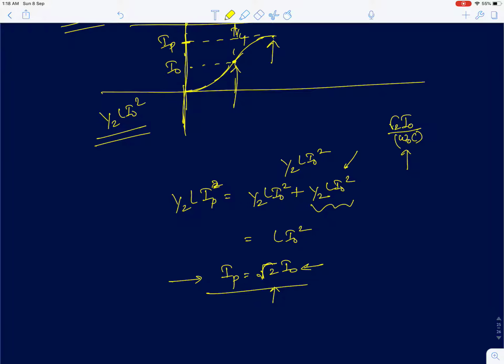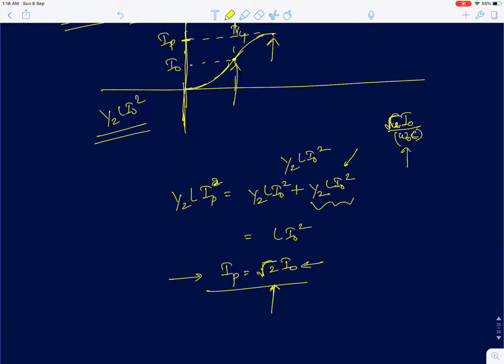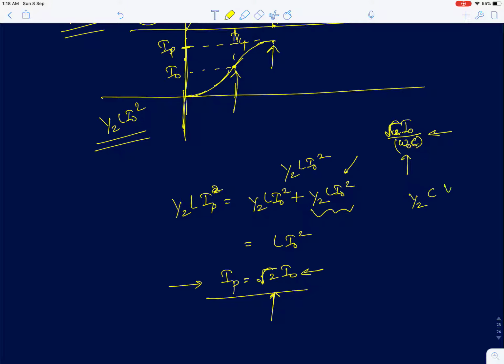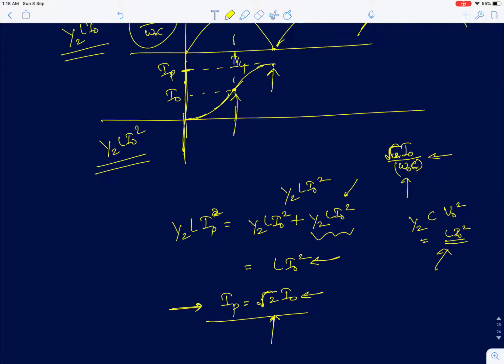So I need to get the same energy. When the voltage across the capacitor is peak, the energy across the inductor has to be 0. So again that result will come through this half C V naught square. That will again come out to be L I naught square. You can show that if I use root 2 I naught, you will get L I naught square, which is the same as the peak energy stored in the inductor. So by using energy conservation, I could very easily show this result.